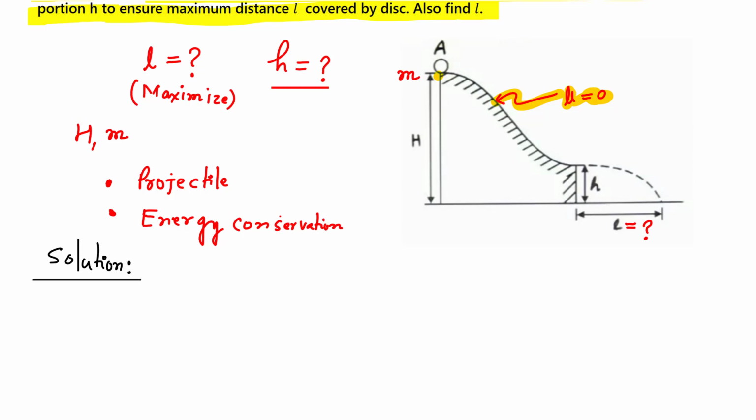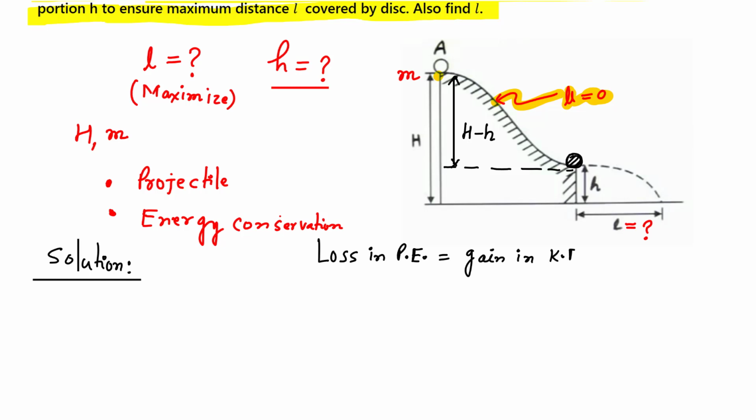First we will apply energy conservation. So what is the loss in energy? Once this disc reaches here, there is a loss in energy. This distance is how much? This distance is H minus h, capital H minus small h. So this is the loss in potential energy. We will use the equation that loss in potential energy is equal to gain in kinetic energy.